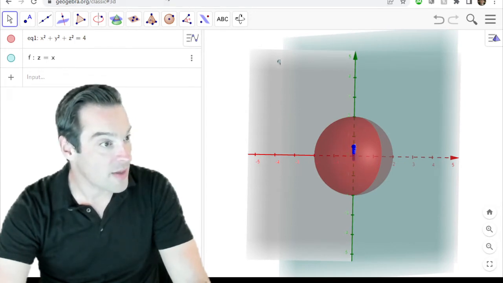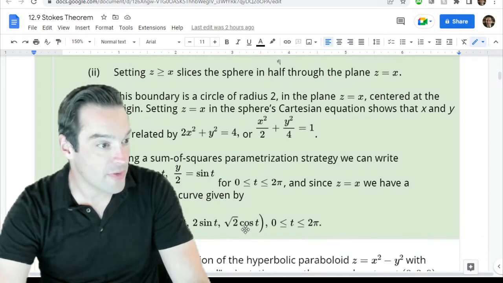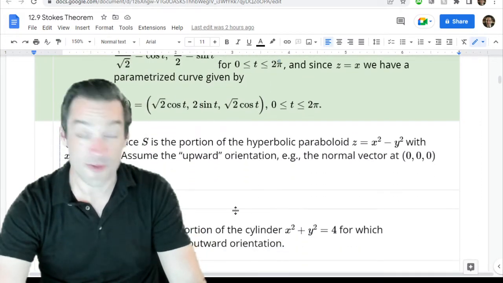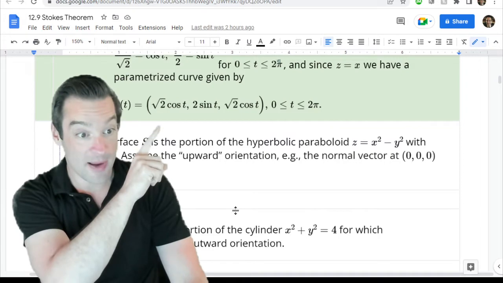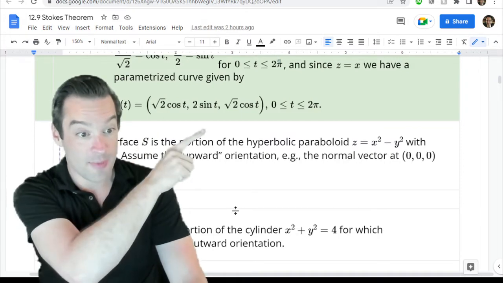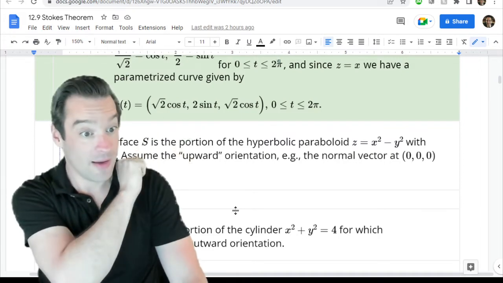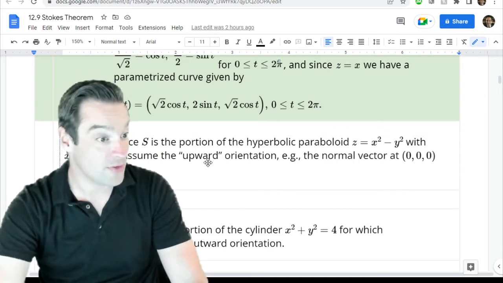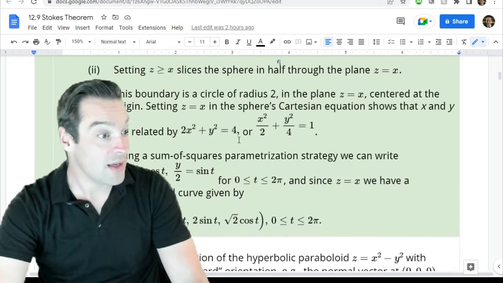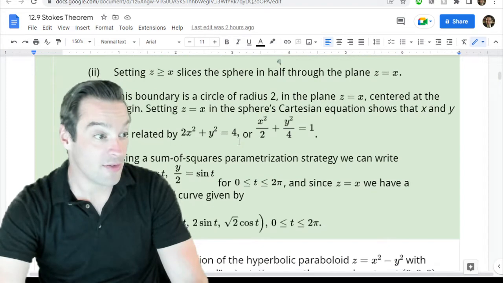And then to finish the parameterization, we just have to remember that the z-coordinate and the x-coordinate are exactly the same. And so whatever is my x, square root of 2 cosine t, that same thing shows up again as my z-coordinate in this parameterization. So there's the parameterization for the boundary of this intersection of the sphere with the plane z equals x.